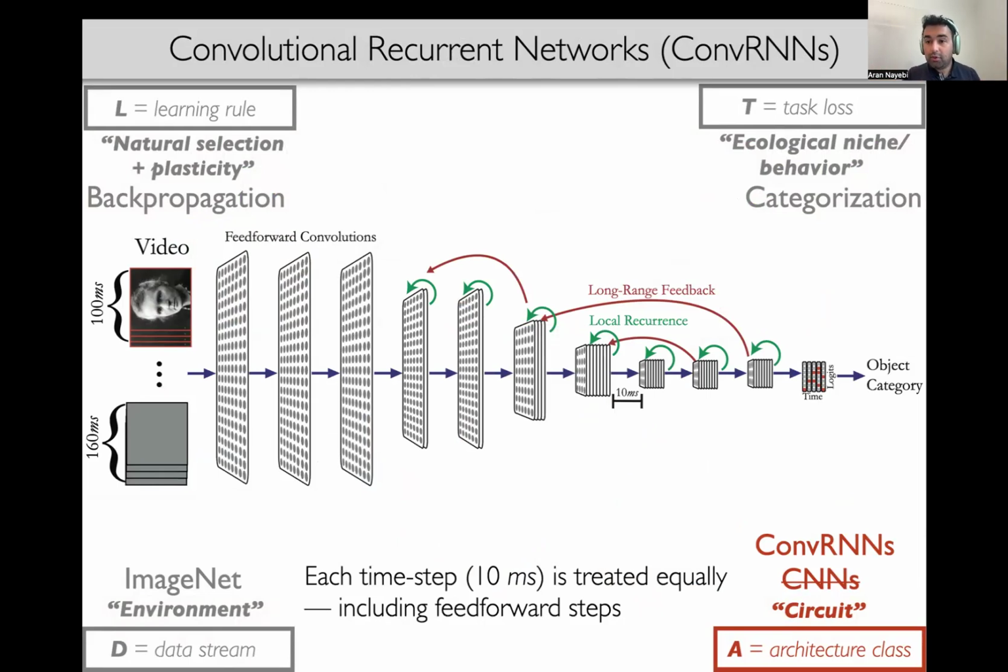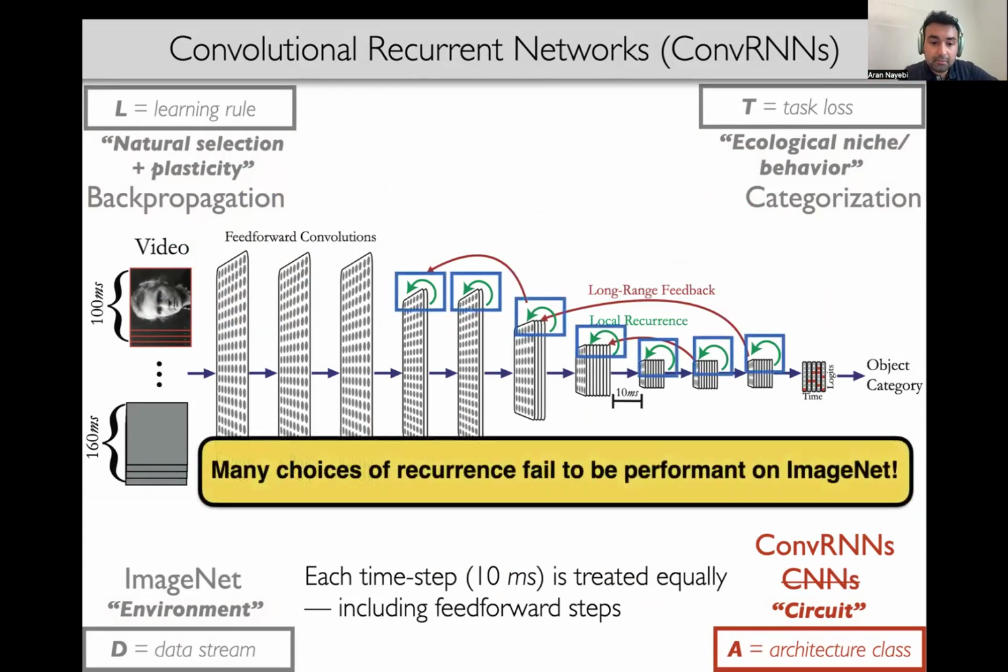Furthermore, the way we unroll these dynamics is to treat each time step layer by layer as a 10 millisecond pass, just as it would be in the ventral stream when it's processing a visual stimulus. And the one thing that I want to emphasize is that because we're enlarging the class of models, it turns out that many choices of recurrence fail to be performant on ImageNet. In fact, it took us about 1.5 to 2 years to nail down good choices of recurrence that could at least perform the object recognition behavior to begin with. So it became really an architecture problem.